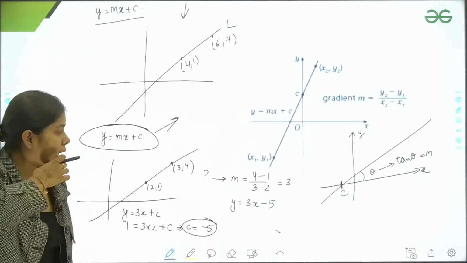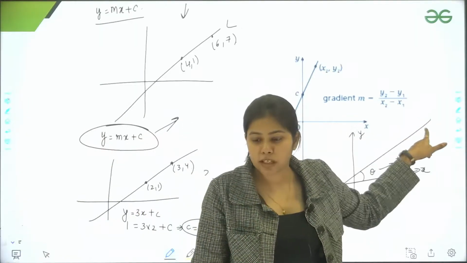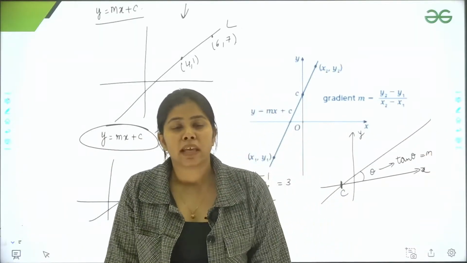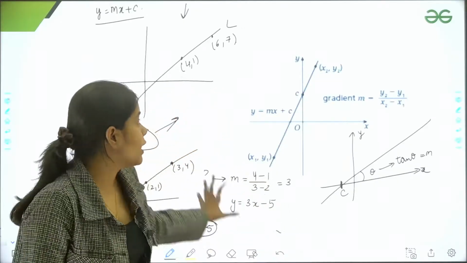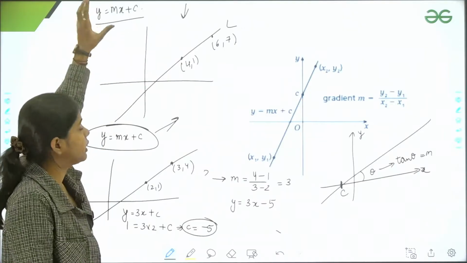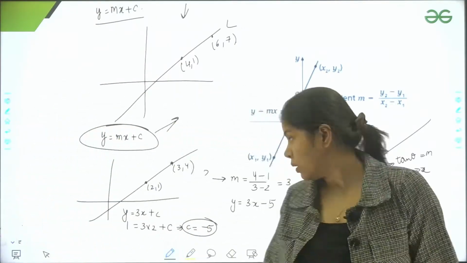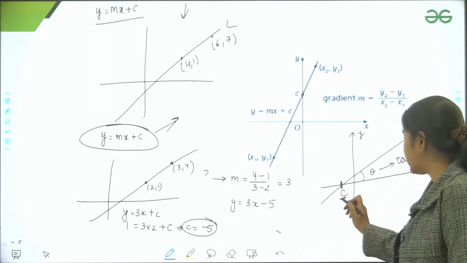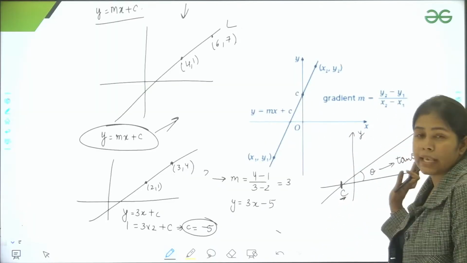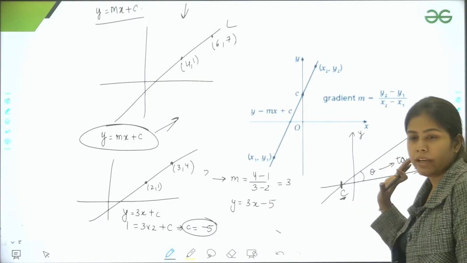Either I can find out m from this tan theta, or I can use the formula that m is equal to y2 minus y1 upon x2 minus x1 if I have been given 2 points. Once I get the value for m here, then I can satisfy any of the points in the equation to find out the value for c. So c basically gives me the intercept. I told students that c gives me the intercept of a line with the x-axis, and slope gives me the tangent of the angle with the x-axis.